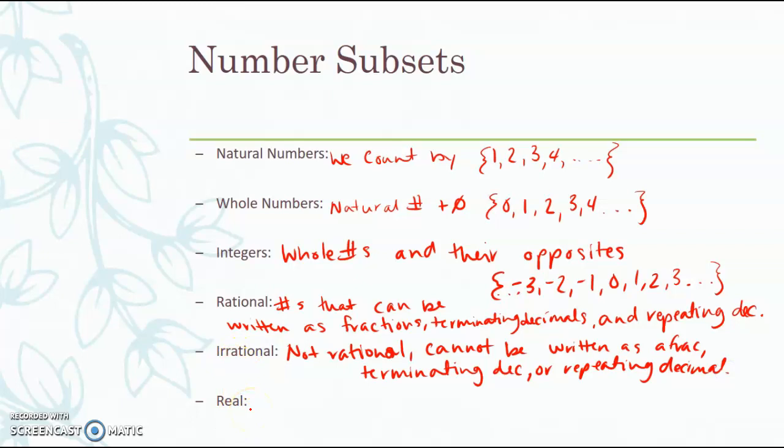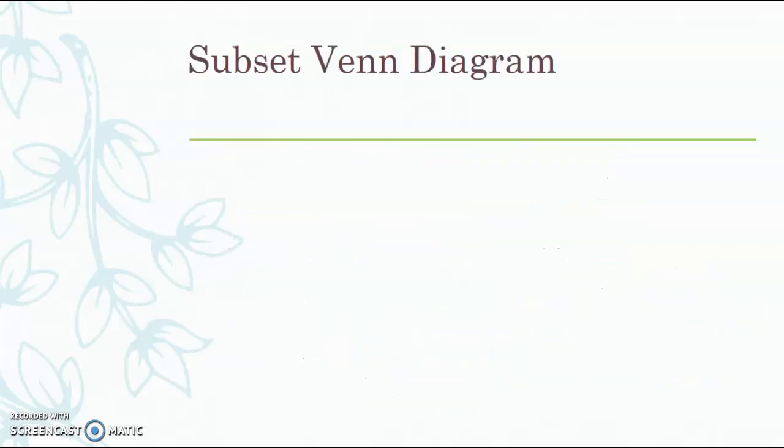And then real numbers are all the above sets. So if it's a natural number, a whole number, an integer, a rational, or irrational number, then they are real. These are numbers that exist. I can put them on a number line. Alright, so to kind of help us understand how these are all related, we're going to create a Venn diagram.